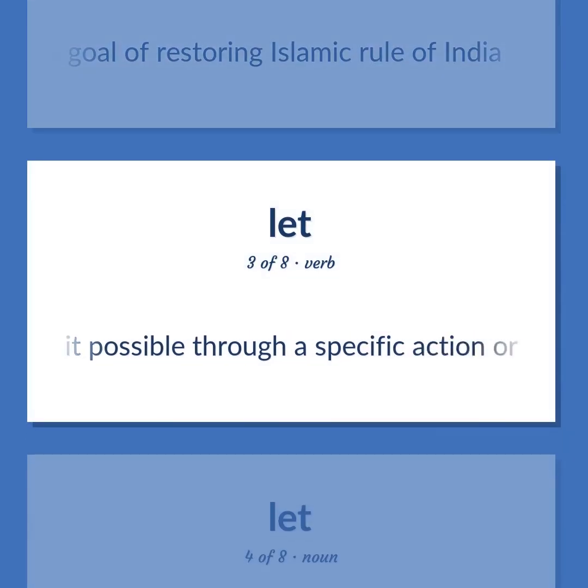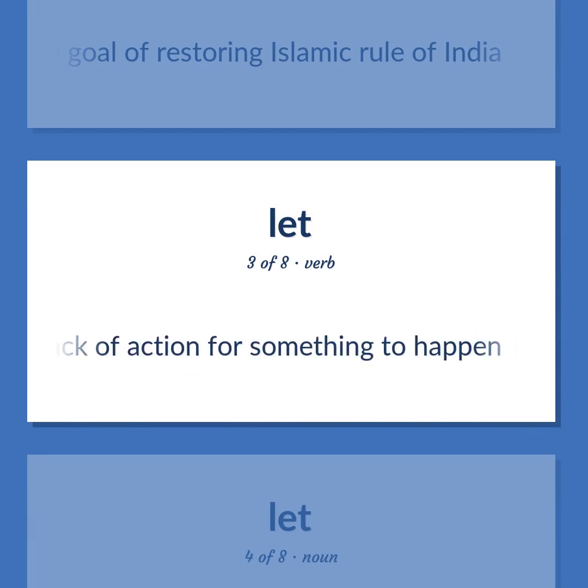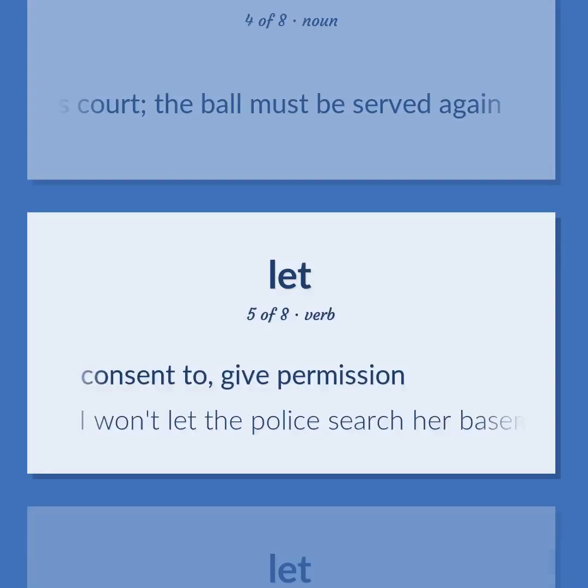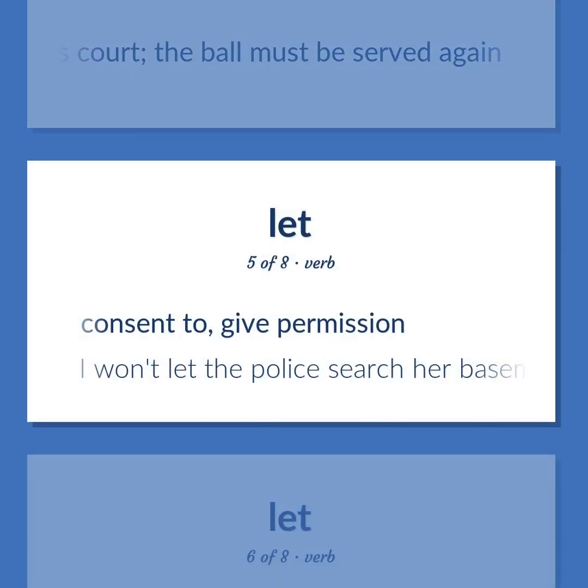Make it possible through a specific action or lack of action for something to happen. A serve that strikes the net before falling into the receiver's court. The ball must be served again. Consent to, give permission. I won't let the police search her basement.